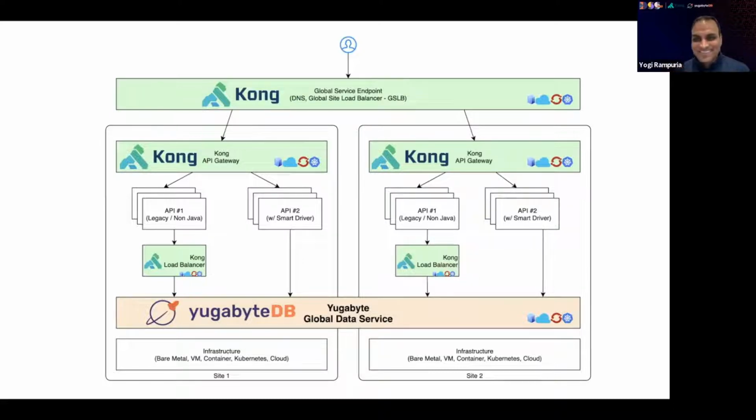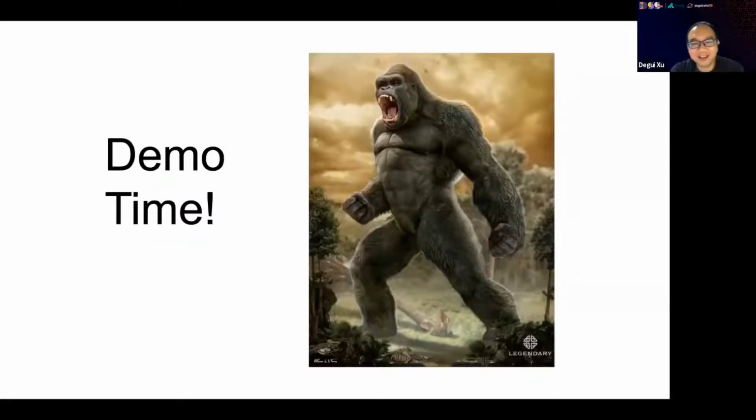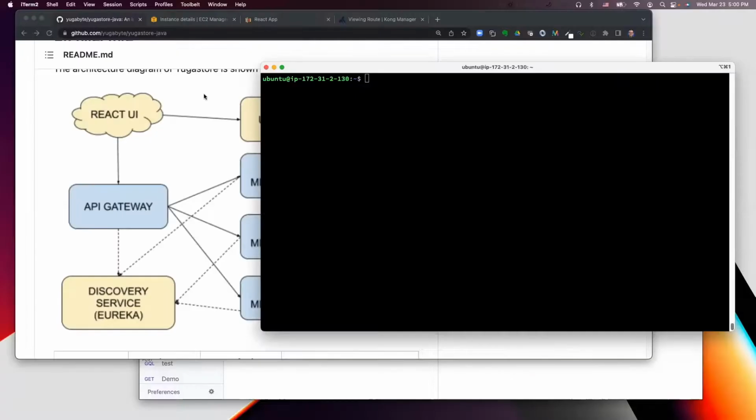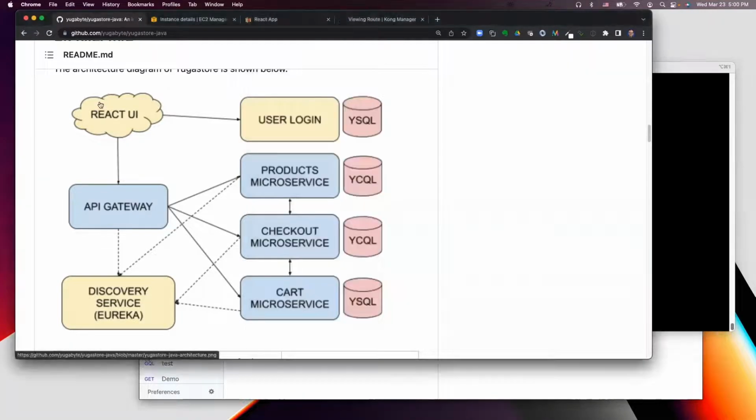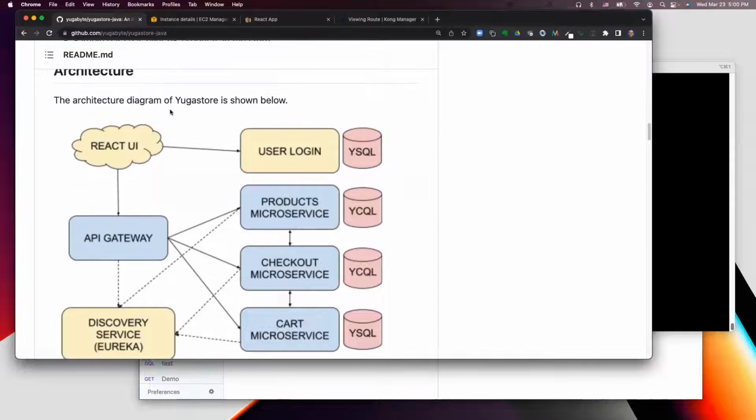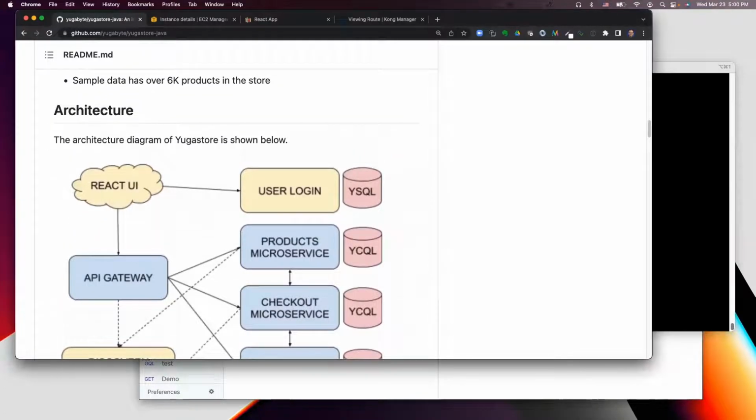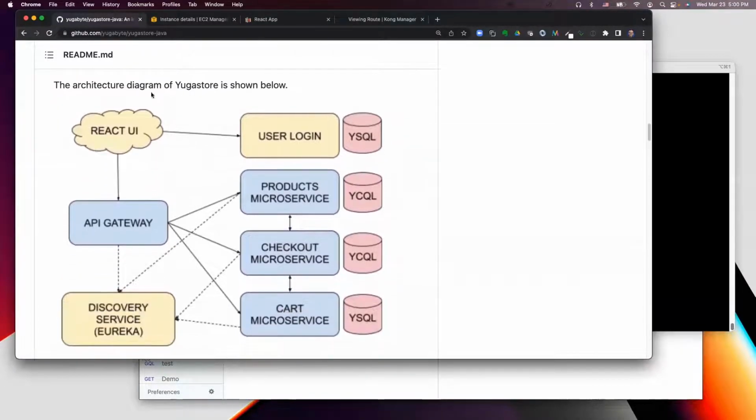All right, so now it will be demo time. Let's show a live demo to show you how this will work in action. In this demo, we are going to use the Yuga Store sample application from Yugabyte. This is a Java version, and it's using a microservices architecture.